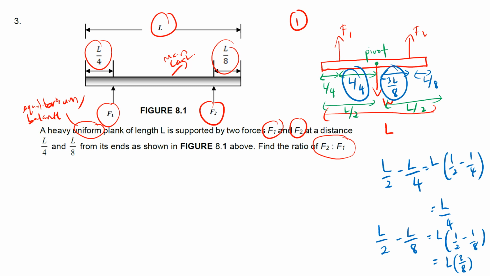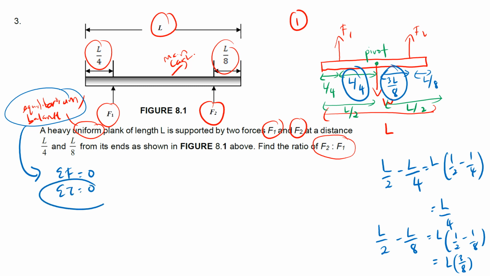Because of the word equilibrium, balance, what is the law for the condition? There are two conditions for equilibrium: summation of F equals 0, or summation of torque equals 0. We will use summation of torque equals 0. This is your pivot. How many forces do we have here? We have 1, 2, 3. The torque of the weight will become 0 because it sits at the pivot. So my summation of torque is torque F1 plus torque weight plus torque F2.